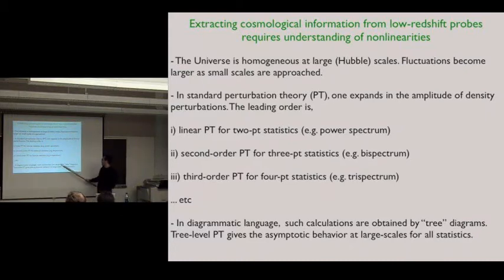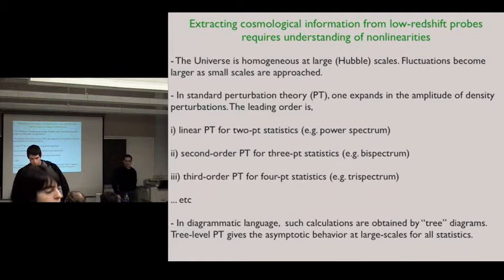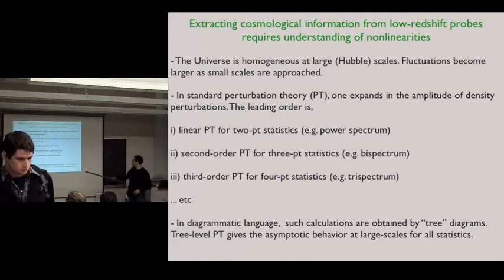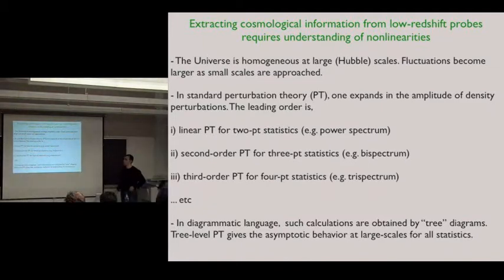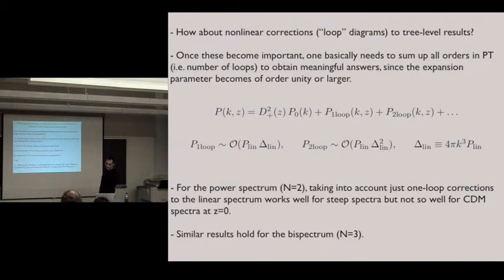All these things can be said to be just tree-level perturbation theory, where the diagrams that you draw for these statistics are all tree diagrams without any loops. This will become more clear in a few slides. So we summarize this by saying that tree-level perturbation theory gives the asymptotic behavior at very large scales for all the statistics, no matter what you are calculating.